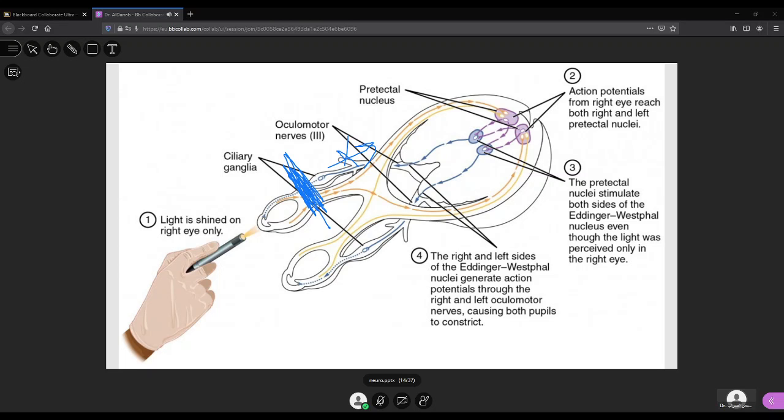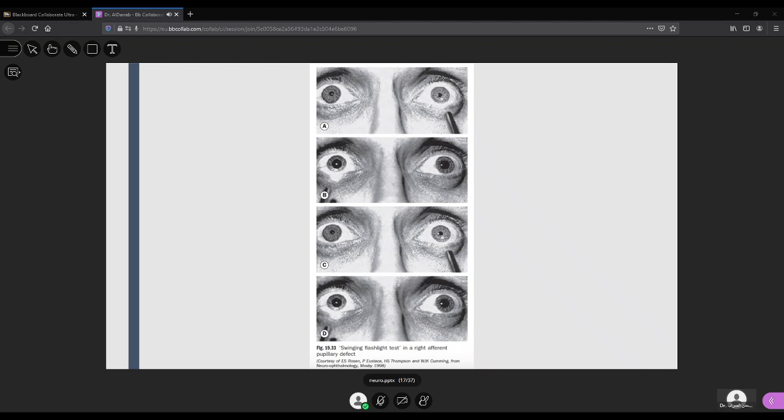However, let's say the nerve is damaged here. The stimulation is lost, or the receiver, the optic nerve, is lost, and we shift it to the left. The left will go and it will stimulate both eyes. That's why both pupils will constrict. And that's it. So this is the swinging flashlight. This is the afferent pupillary defect here.